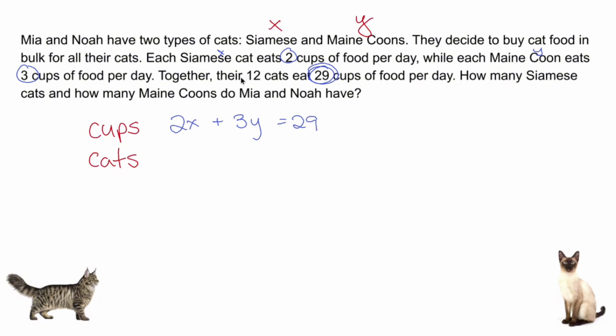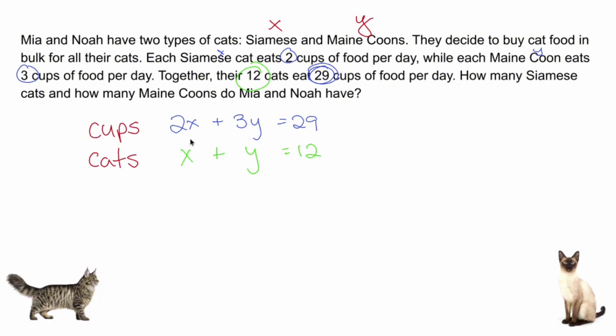Now, what's my other equation going to be? Well, how many cats they have in total. The Siamese cats and the Maine Coon cats add up to 12 cats total. Like that. So what I'm going to do is I'm going to use elimination. Why not? Everything's lined up nicely. I'm going to use elimination. Substitution might be really nice here too, but I'm sticking with elimination.